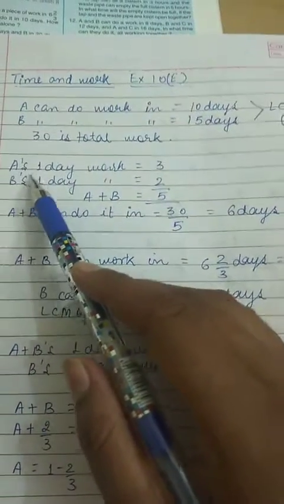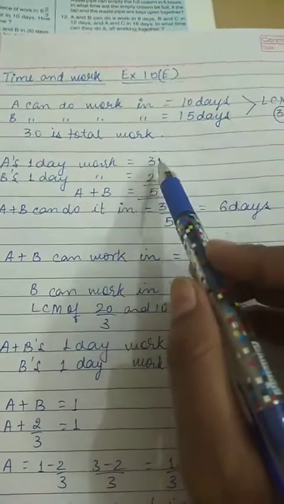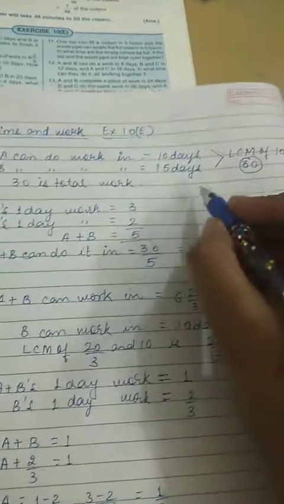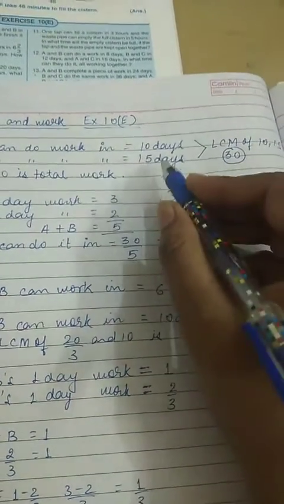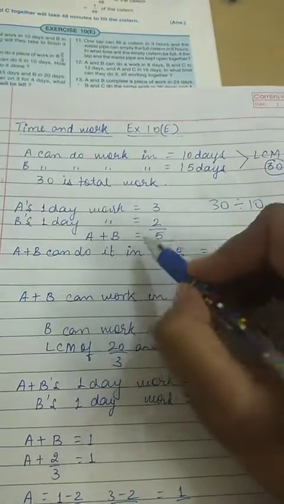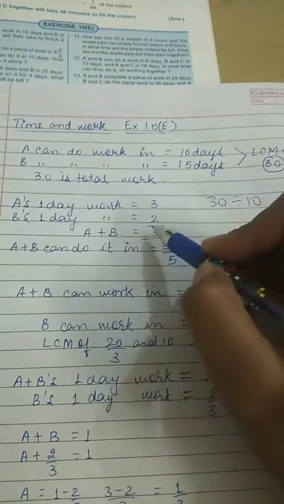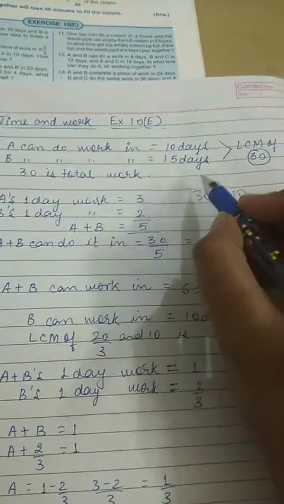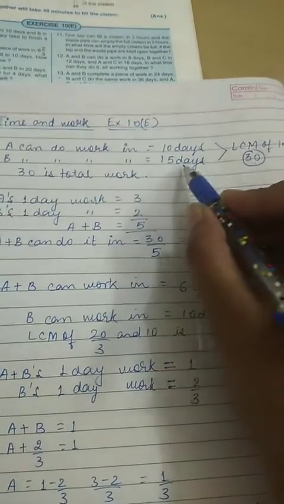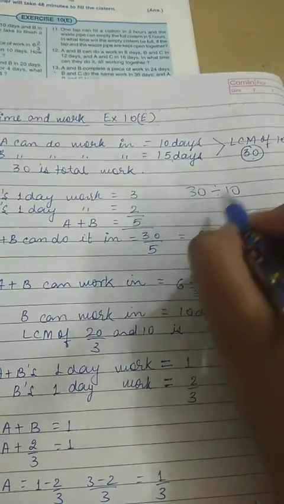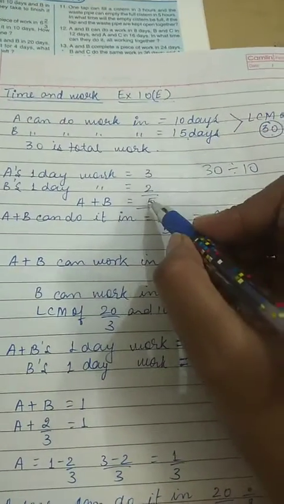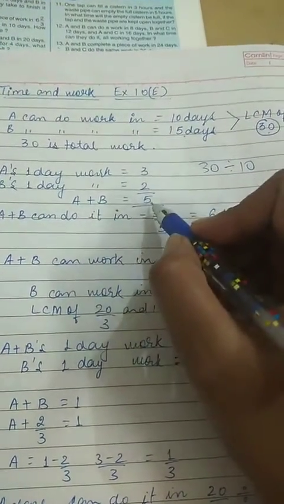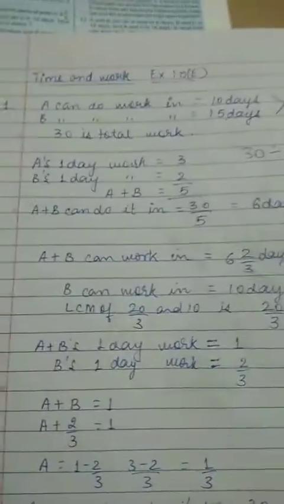Now A's 1 day work is 3. Now how did we get 3 here? We have just divided 30 by 10, so we got 3. And how did we get 2 here? B's 1 day work is 2. How did we get 2? We have just divided 30 by 15, that is 2. Now the total work will be 5, that is A plus B can do 5 work in 1 day.